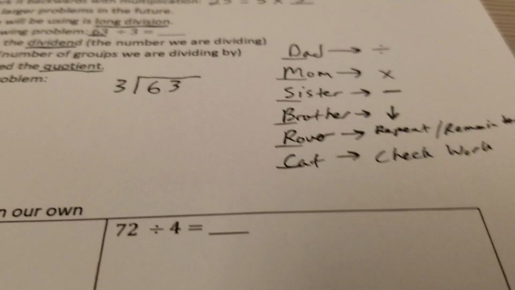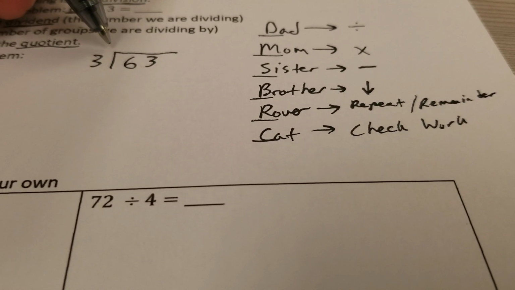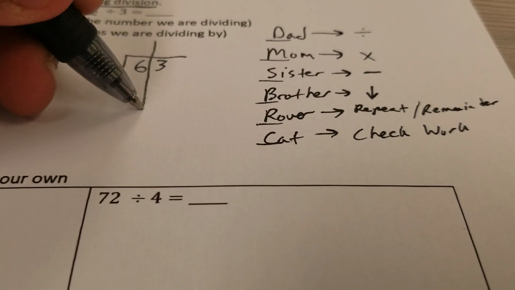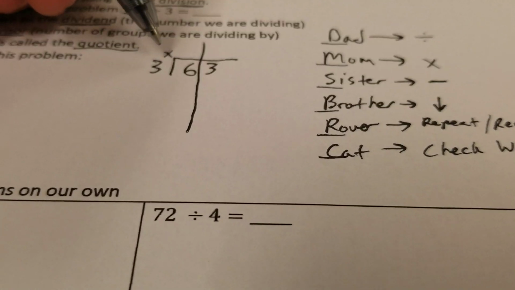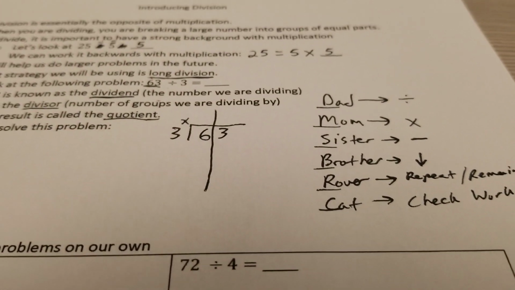So let's go ahead and use those here. I'm going to go ahead and split my place values. So I'm going to have two columns. I'm going to write a multiplication symbol in the corner. And now I'm going to work this problem out.